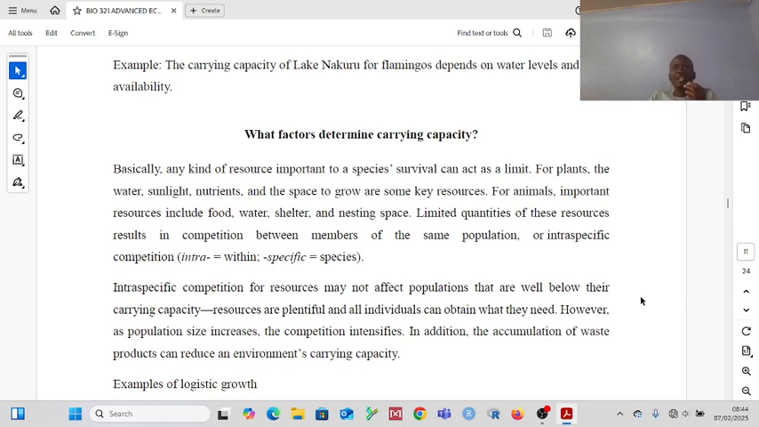So because we said a population is of the same species, then that type of competition is what we call intra-specific, because it is competition between members of the same population, and a population has members of the same species. Okay.